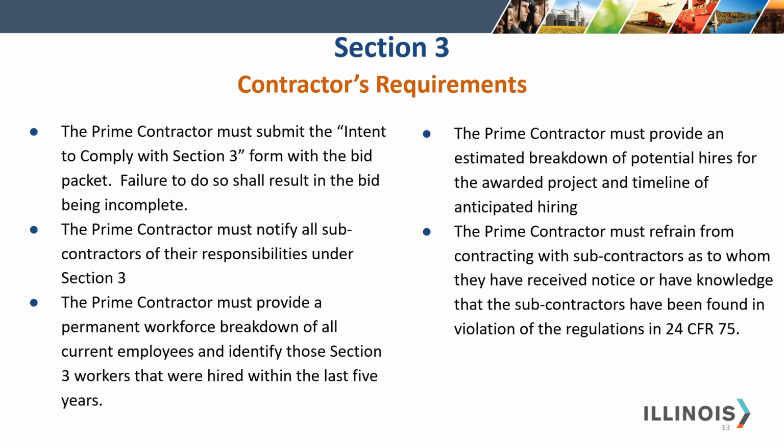The prime contractor must refrain from contracting with subcontractors as to whom they have received notice or have knowledge that the subcontractors have been found in violation of the regulations in 24 CFR Part 75.